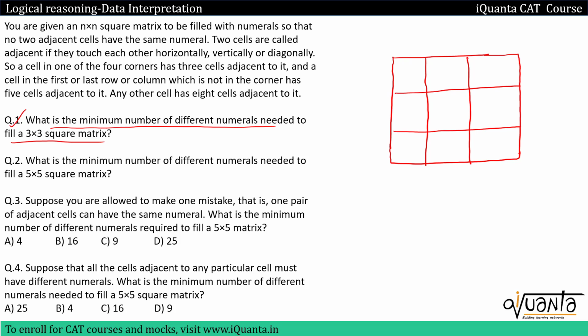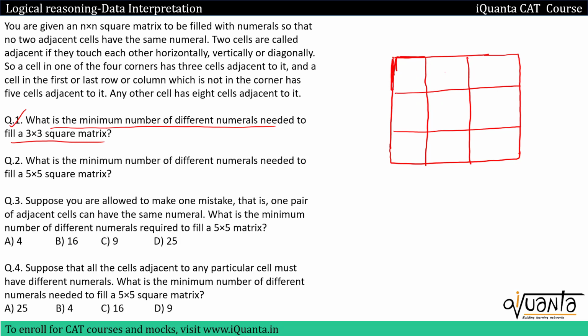We were told that if there is a cell in the corner, it will have 3 cells adjacent to it. So if I pick up this particular cell in the corner over here, how many will be adjacent to it? This one, because it is horizontally touching it. This one, because this is diagonally touching it, and this one because this is vertically touching it. So a cell in the corner has 3 cells adjacent to it.